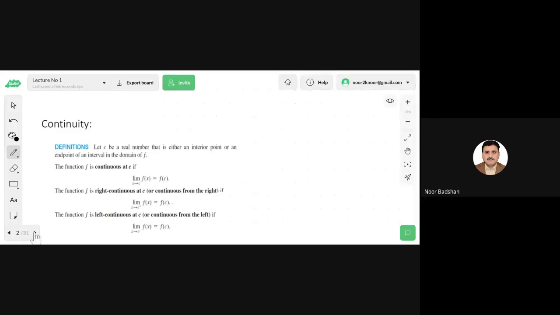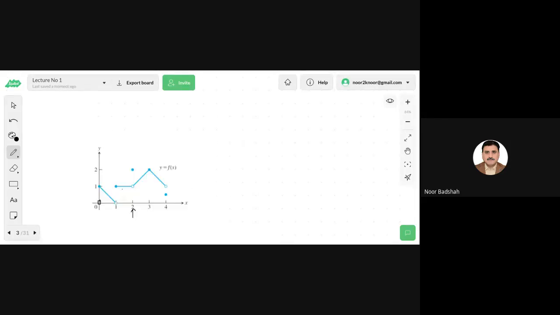Let's move to the next one. That's the example where a graph of a function is given. Okay, you see, in this case, domain of the function is what? F is defined in the interval 0 to 4.